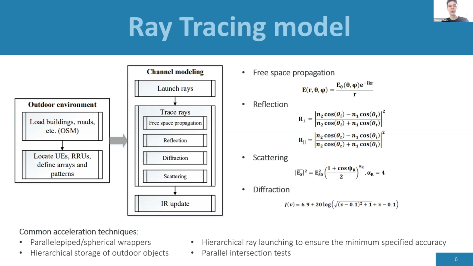To achieve very good accuracy, we also have to track a lot of rays. It will be thousands and thousands of rays, and we have to do it very fast. Of course, we have done it in C++ and used some acceleration techniques like wrappers, parallelepiped or spherical based on objects. For example, for outdoor objects we use parallelepiped wrappers, and for user equipment we use spherical ones because it's faster. After that, we performed hierarchical storage of outdoor objects to perform simulations much faster.